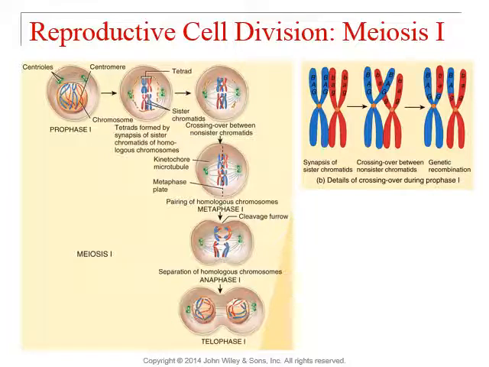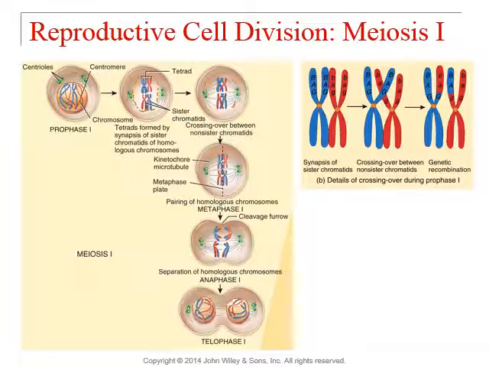So a lot of processes will look very similar, except the first round for meiosis is going to look a little bit different than mitosis, whereas the second round of meiosis will look very familiar to mitosis that we just looked at a few slides back. So very simply, a lot of functions remain the same.